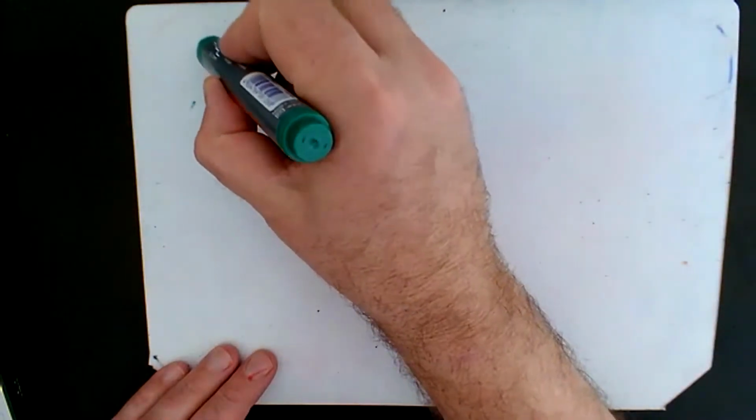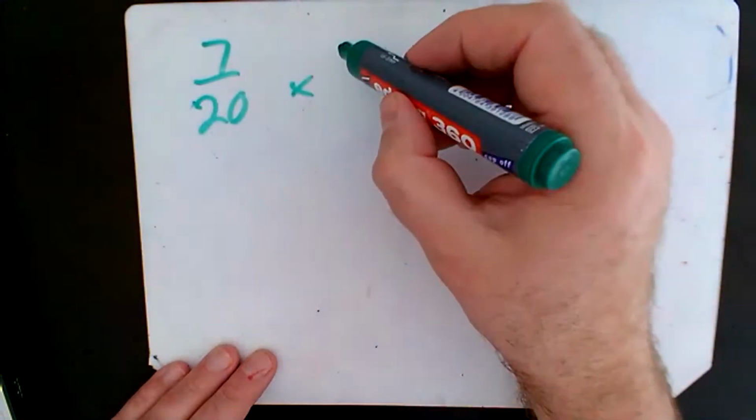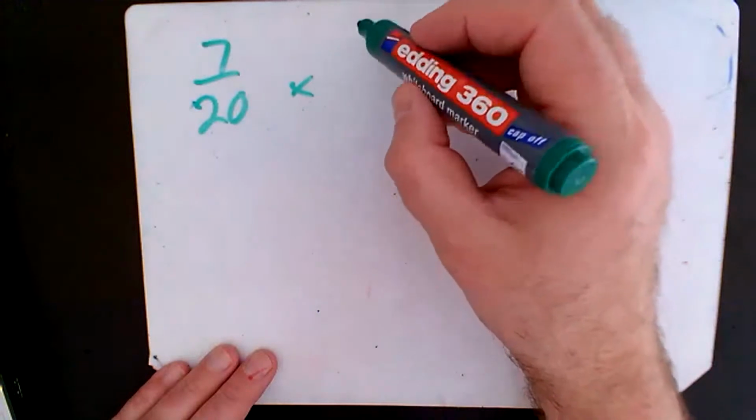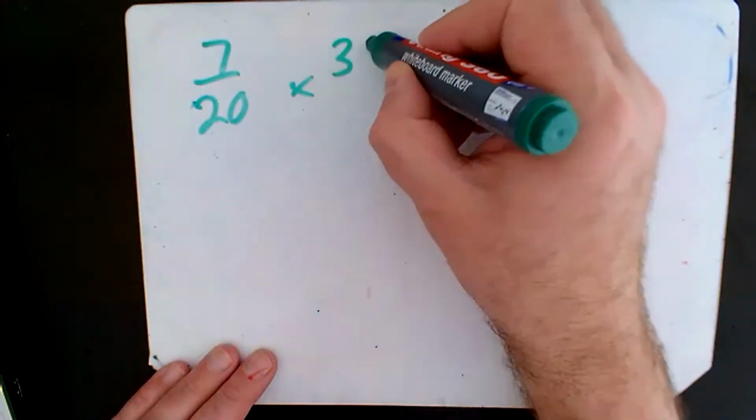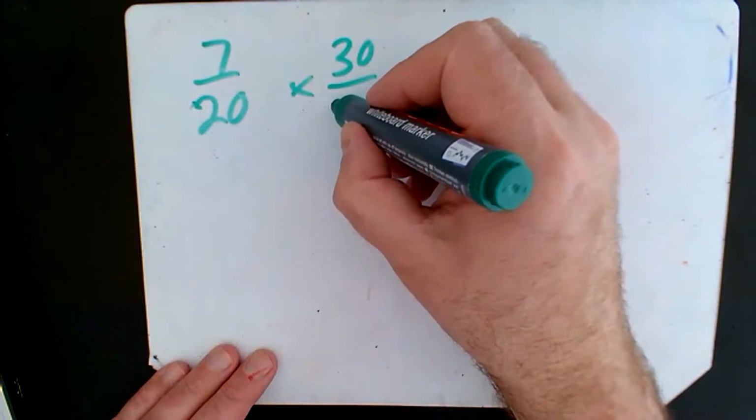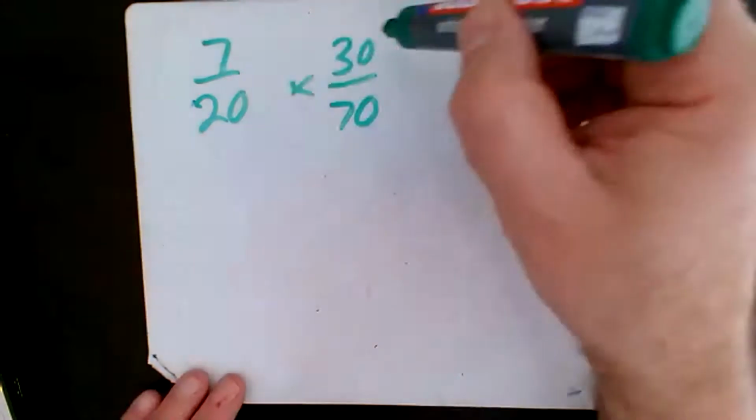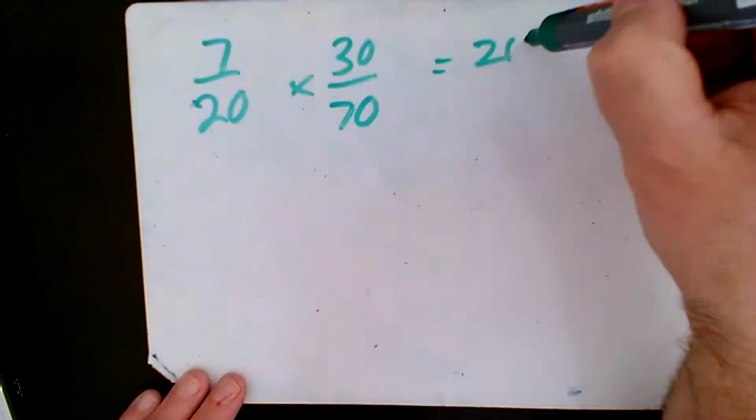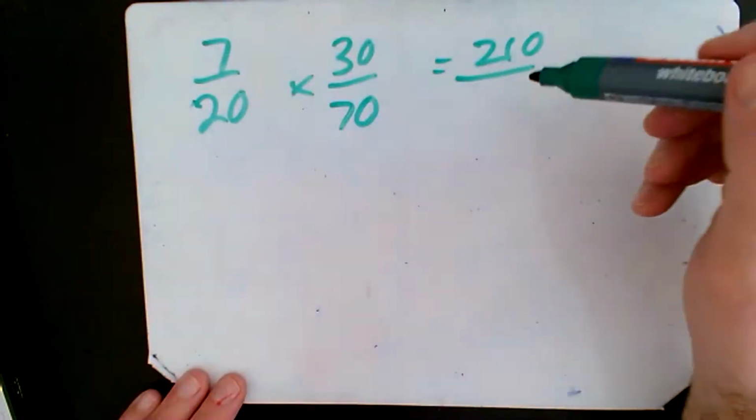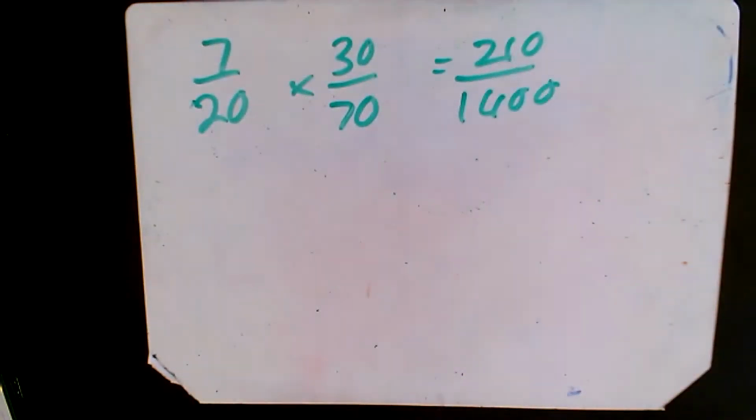Right, let's go for 7/20ths. I'll multiply that by, let's go with 30 over 70. Let's go for that, okay? And hopefully it doesn't give me a ridiculous answer again. Right, okay. Now, if I have to do this, I'm going 7 times 30 is 210, and 20 times 70, that's 1,400. And then I'm going to simplify that, and that's not going to be easy, okay?